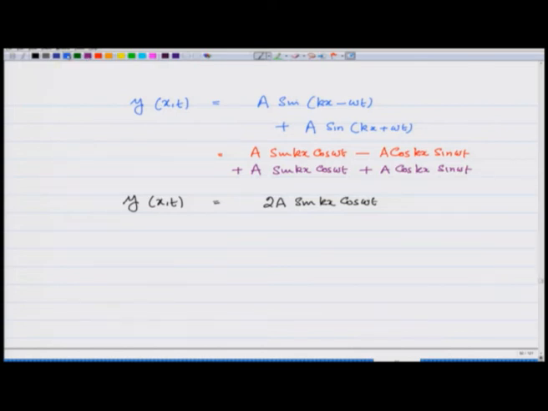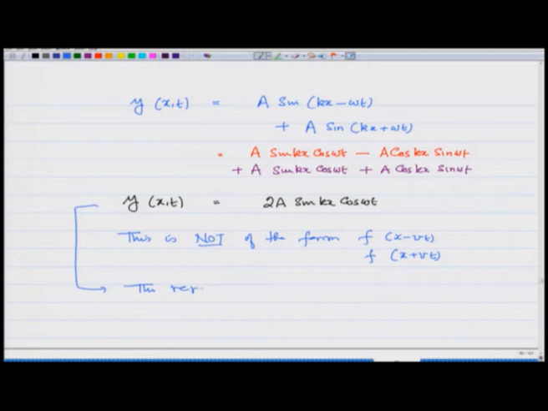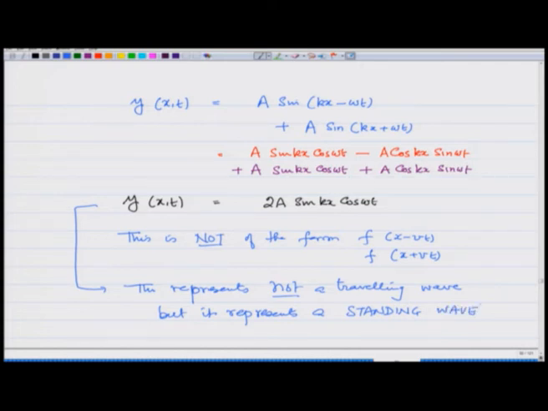Now, this is not of the form f of either x minus v t or f of x plus v t. So, x and t are not coming in the combination of x minus v t or x plus v t or t minus x over v or t plus x over v, but they are separated. So, what does it represent? This represents not a traveling wave, but it represents a standing wave. So, you understand what we mean by standing waves.